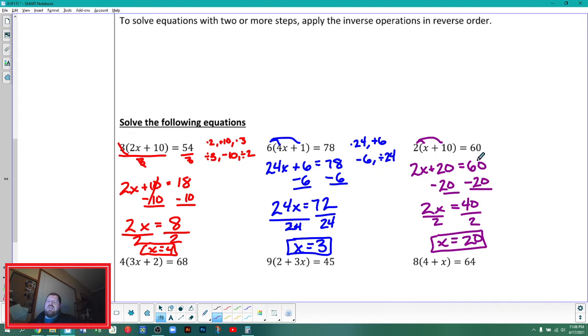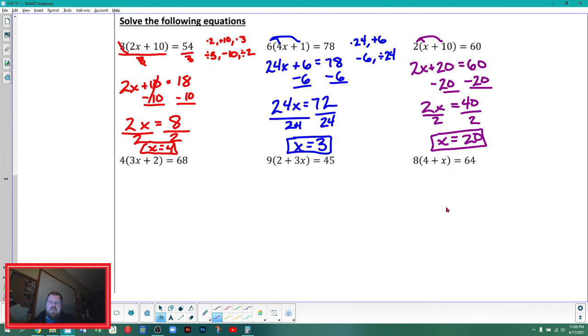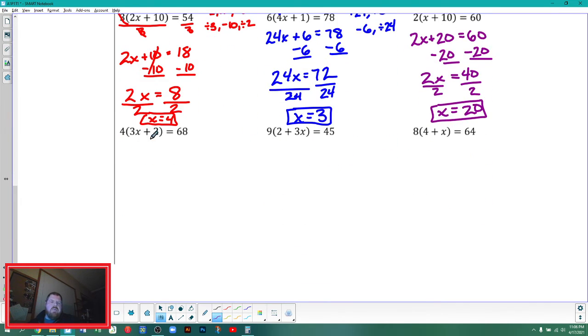And this becomes the standard way, or really the only way that works if we have multiple instances of distributing to solve. Okay, and we'll probably see some of those a little bit later, so keep an eye out. So we'll continue with that process. We'll go ahead and distribute first. 4 times 3 is 12x. 4 times 2 is 8.